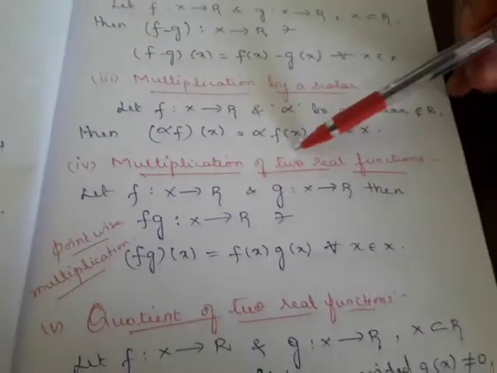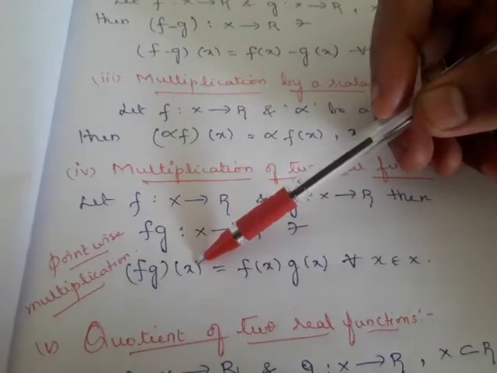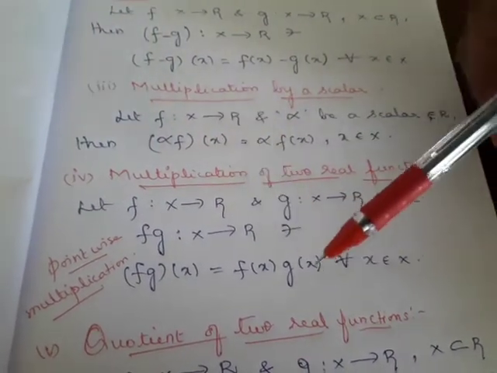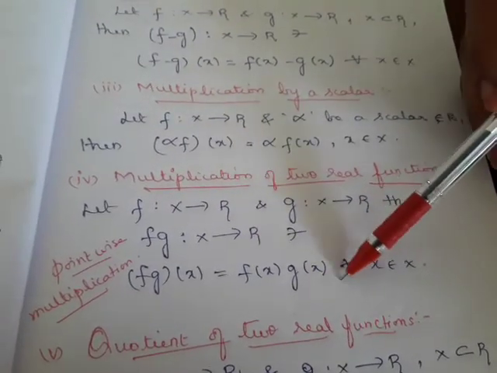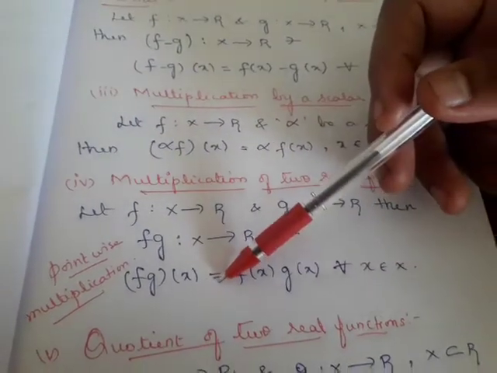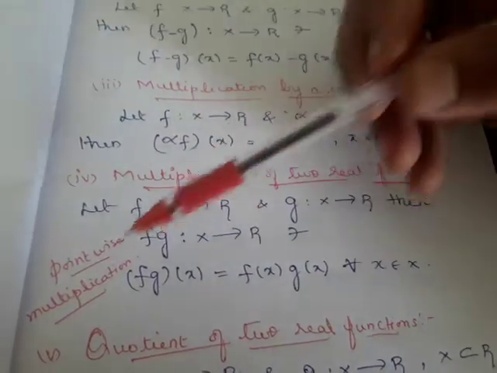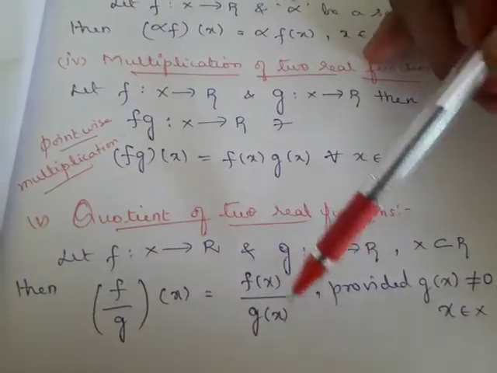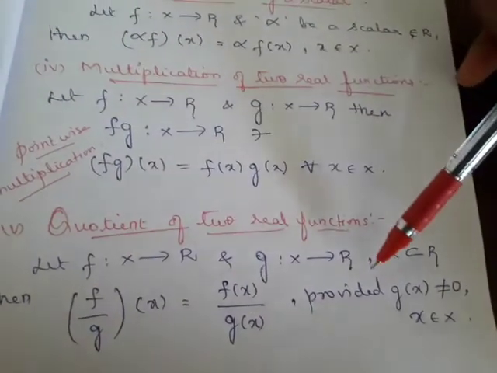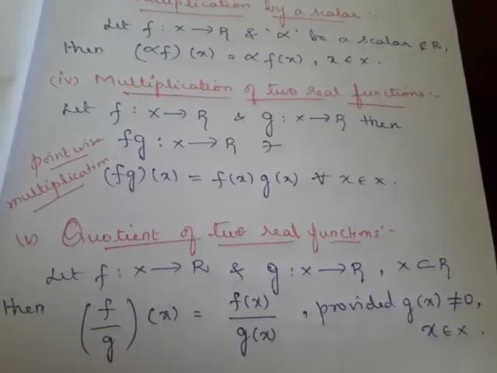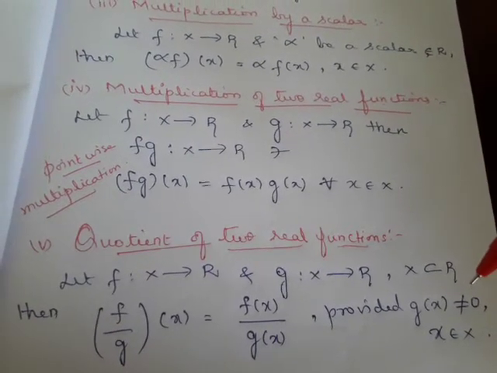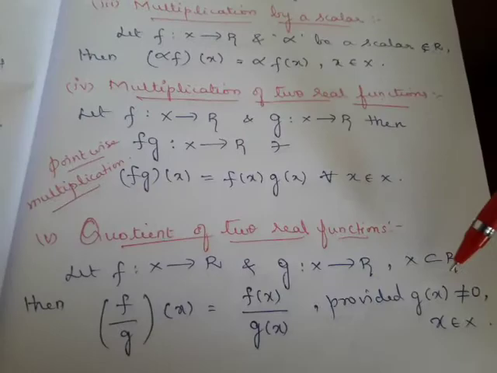Similarly, multiplication of two real functions, fg of x is f of x into g of x, multiplying two values under the function f and under the function g will give you the product of the functional values. So this is also known as pointwise multiplication. Next is quotient. Quotient means what? Division. (f by g) of x is nothing but f of x divided by g of x, provided g of x is not equal to 0. Always we will give this. Whenever we are talking about a quotient, we will say the denominator should not be equal to 0. The same way they have given here, right?